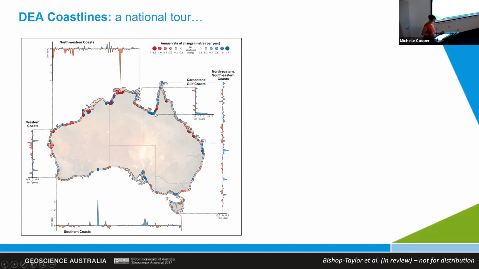Other examples are, say, in the Gulf of Carpentaria. This corresponds to this plot over here, Carpentaria Coast, and that's prograding in the south of the Gulf at about 2 metres per annum. So you can really easily pick out where the hotspots are, progradation and retreat. Obviously, really huge importance for coastal managers, but also shows you where some of our most dynamic systems potentially are.